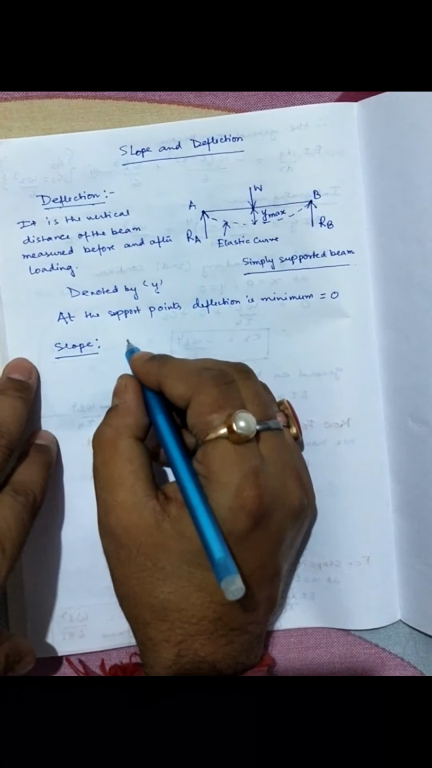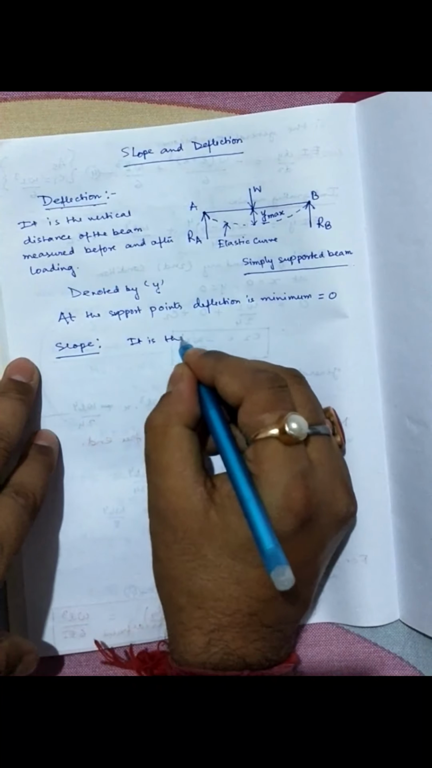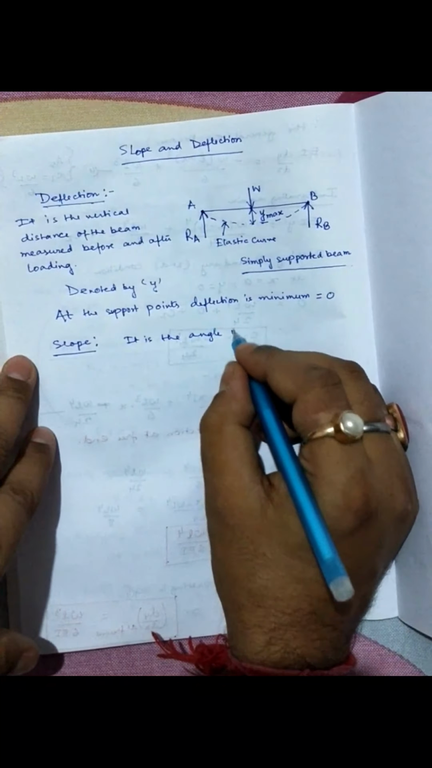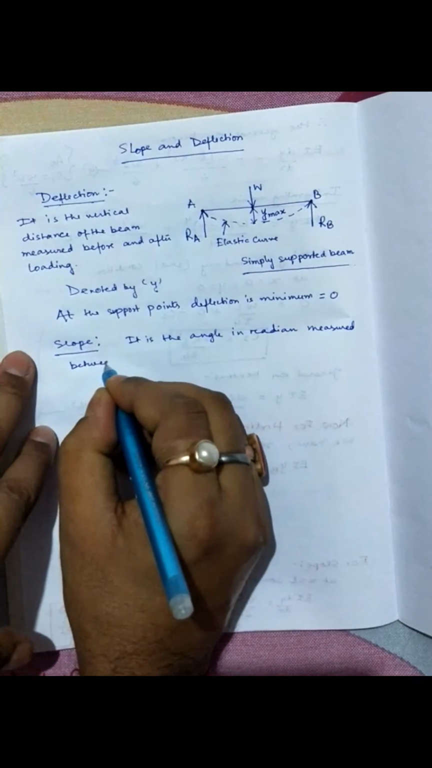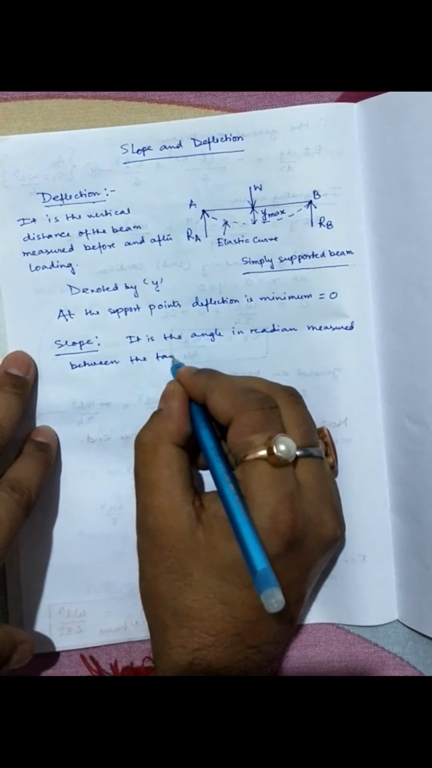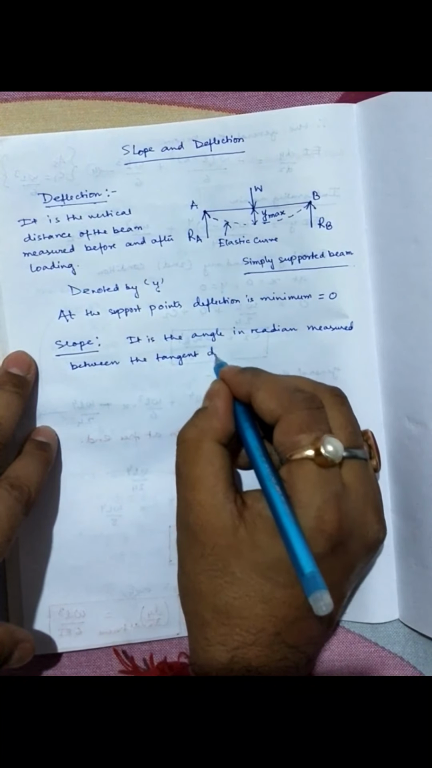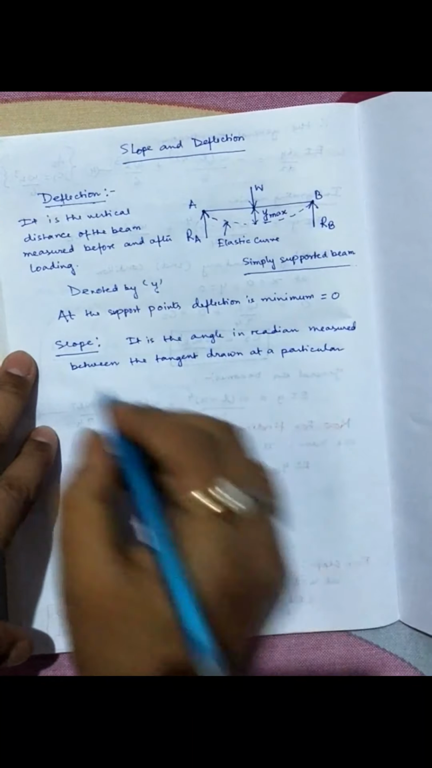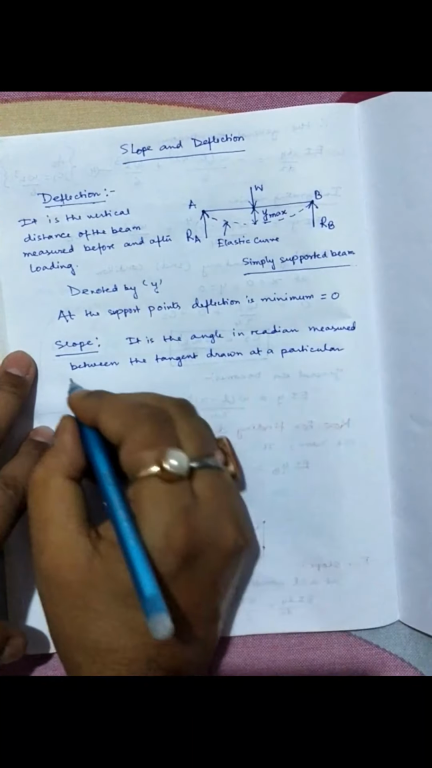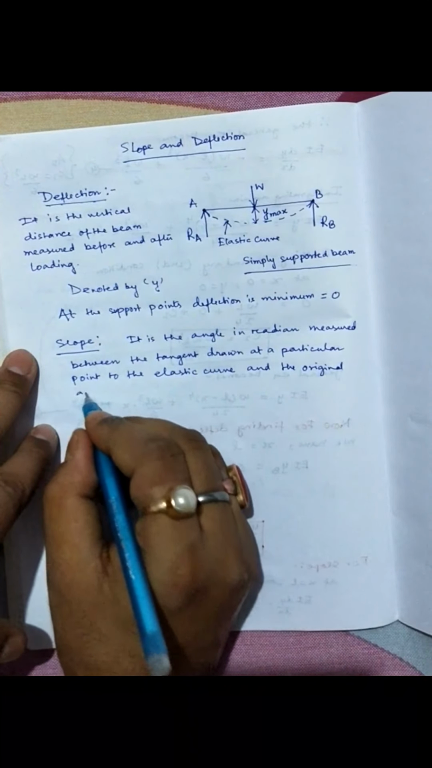Let us write down the definition. It is the angle in radian measured between the tangent, drawn at a particular point to the elastic curve, and the original axis of the beam.